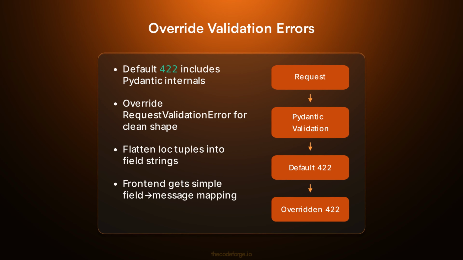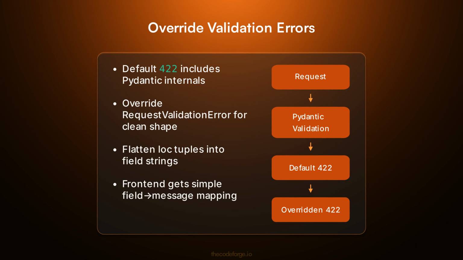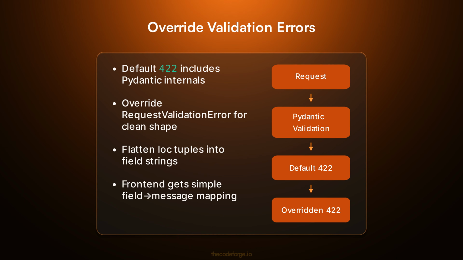FastAPI's default 422 response for validation errors includes internal field location tuples. Override RequestValidationError to flatten the structure into a simple field-to-message format that front-end forms can easily consume.